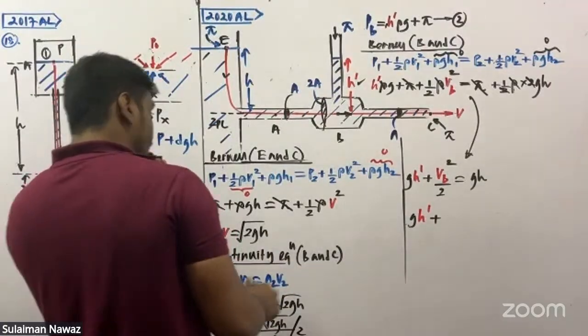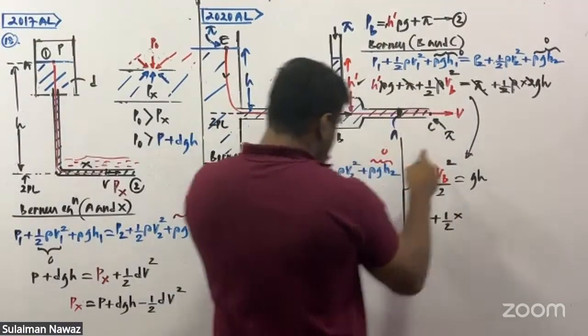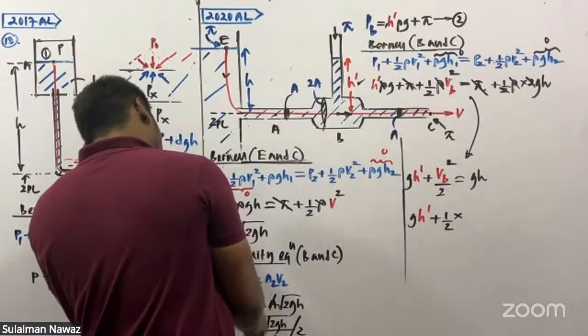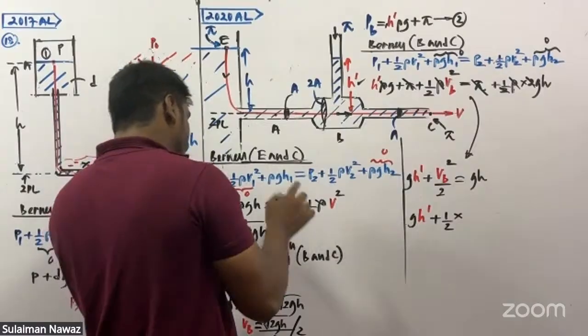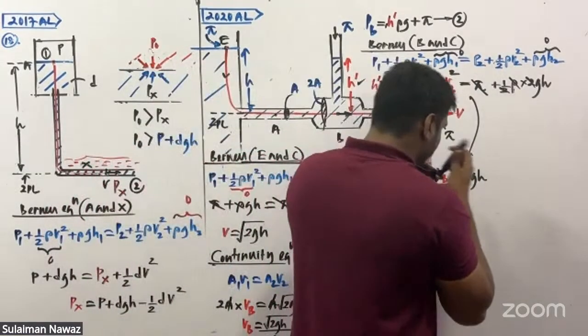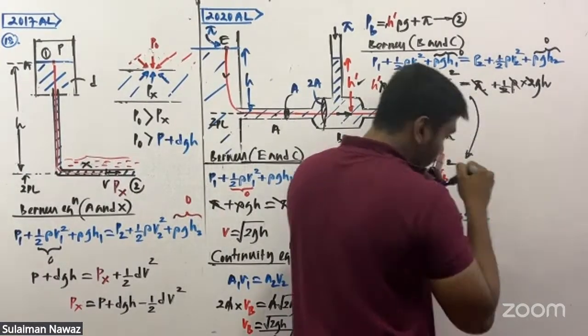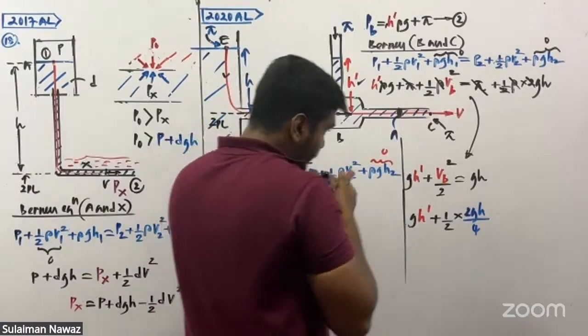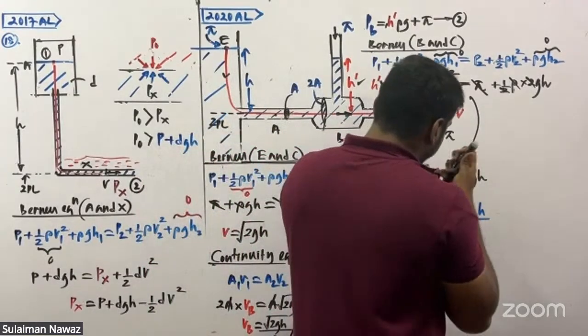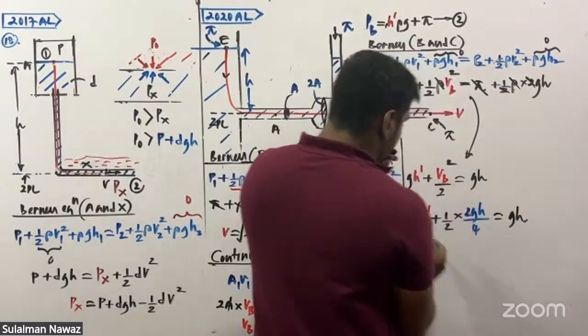VB squared means root 2gh over 2 squared, which is 2gh over 4. If I'm wrong, tell me. 2gh over 4 must be equal to gh. Done. All the g terms cancel out.